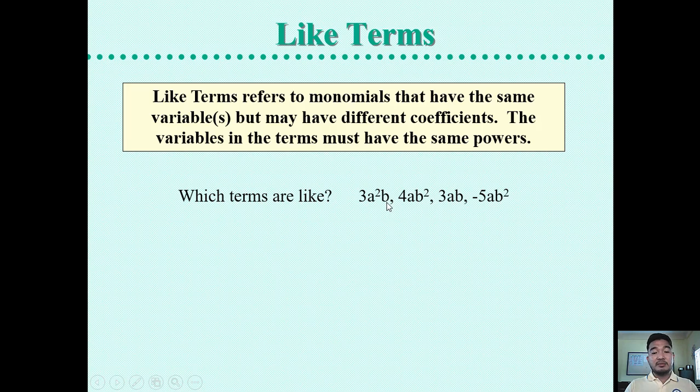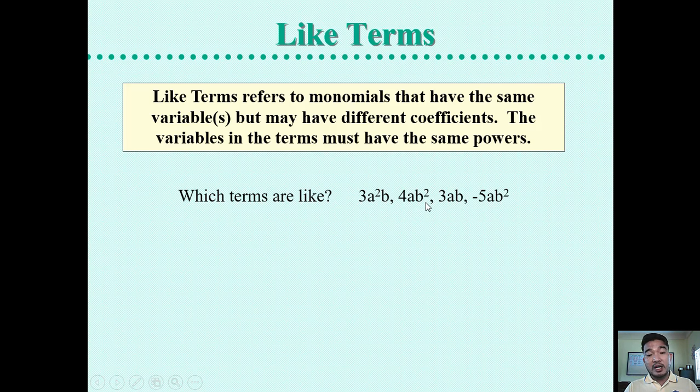Here, we have 3a squared b, 4ab squared, 3ab, minus or negative 5ab squared. As you can see, all of these terms, mayroon silang variables na a at b. Pero it doesn't necessarily mean na they are like terms already. You have to examine their exponent. Kailangan magkamukha yung kanilang exponent para masabi natin that the two terms are like terms. So si 3a squared b, sino ang mayroong variable na a squared b? So wala na ritong a squared b. So walang like term si 3a squared b.